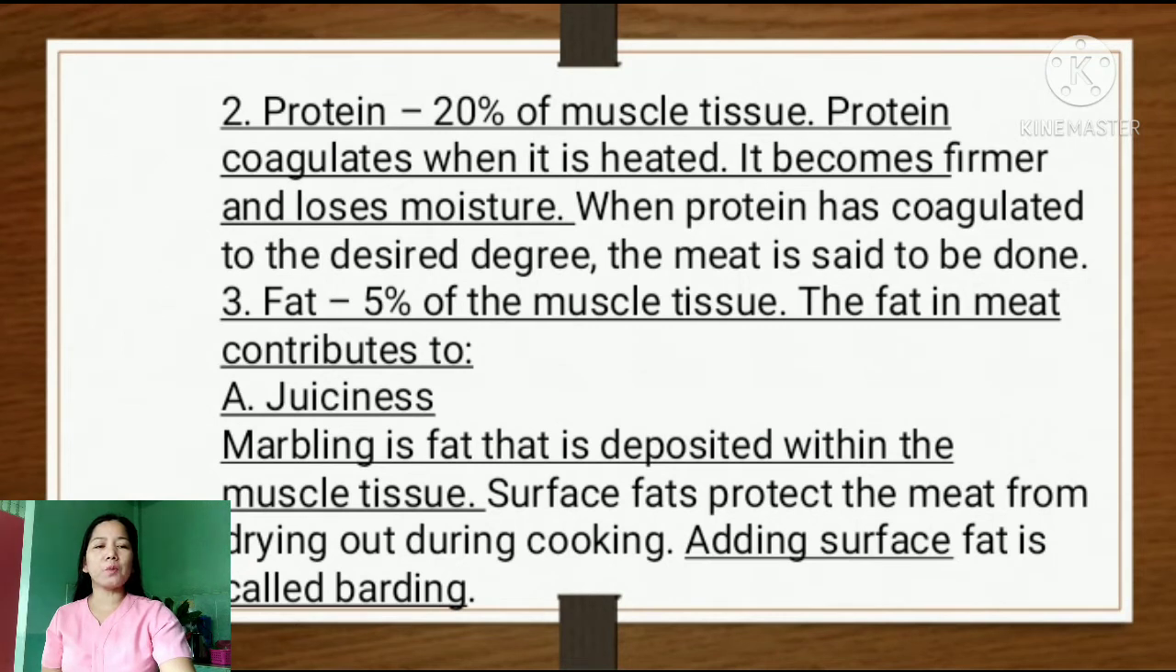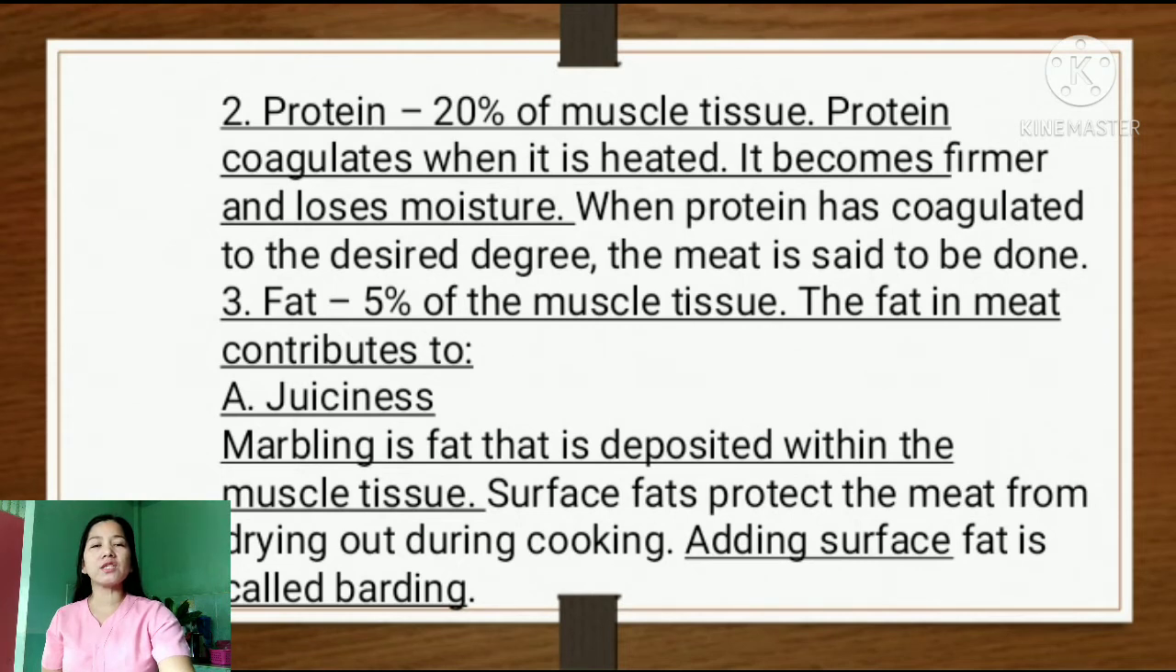Surface fats protect the meat from drying out during cooking. Adding surface fat is called basting. Yung pagdadagdag natin ng kaunting oil or parang mantika or butter dun sa ating niluluto, ang tawag natin doon ay basting. So the marbling is the fat that is deposited within the muscle tissue. The natural fat within the meat is the marbling, and adding surface fat is called basting, or the artificial fat which is added to the meat to prevent it from drying.